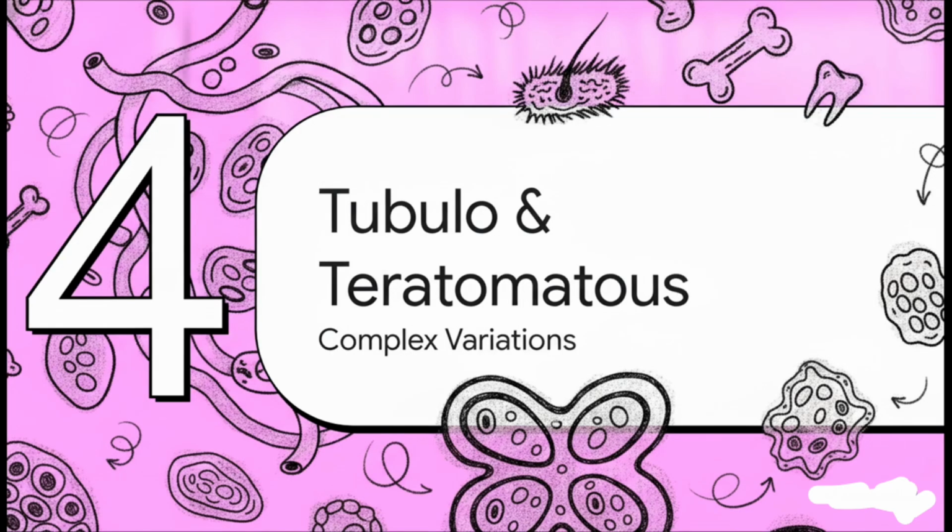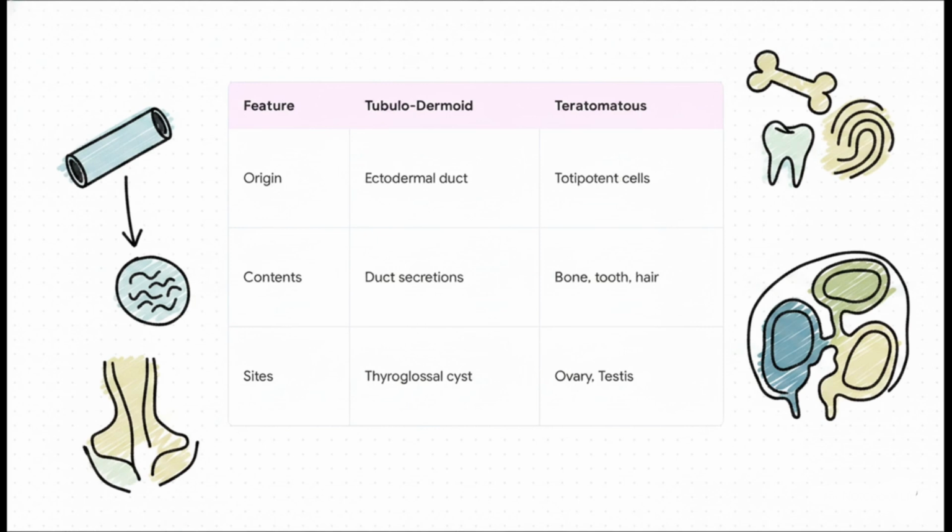Okay, moving into our final stretch, Section 4, tubulo and teratomatous dermoids. Let's systematically compare these final two variations and see how this really builds our understanding of just how versatile and kind of wild these cysts can be. First, a tubulodermoid. This develops from an unobliterated portion of an embryonic duct, like a thyroglossal cyst developing from the thyroglossal duct. It essentially just contains the secretions of those ductal cells.